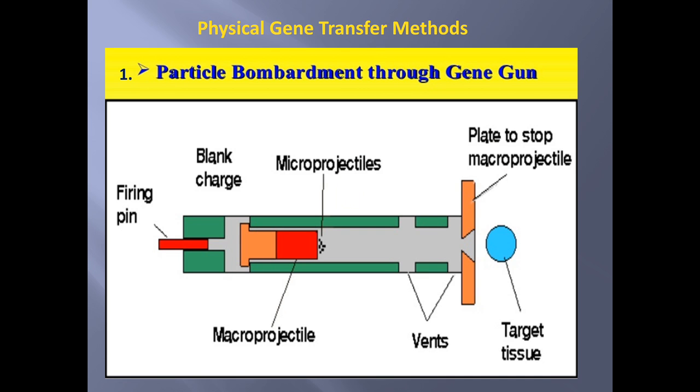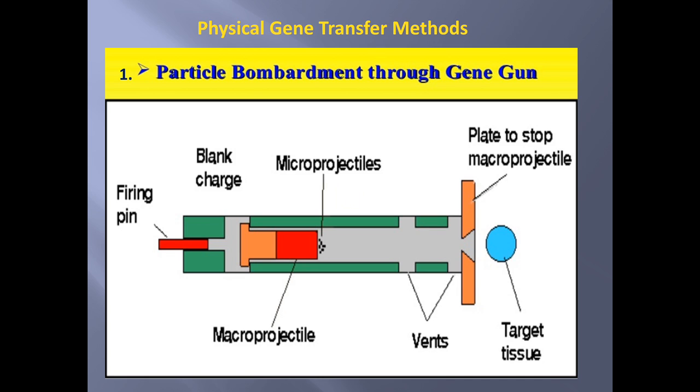So coming to the first method which we have to study in physical gene transfer methods, the particle bombardment method, which is also called the micro projectile method. There are different names for this method: particle bombardment method, biolistic method, particle gun, gene gun, or bioblaster. It is said that this method is the most effective method of gene transfer, especially in order to create transgenic plants.